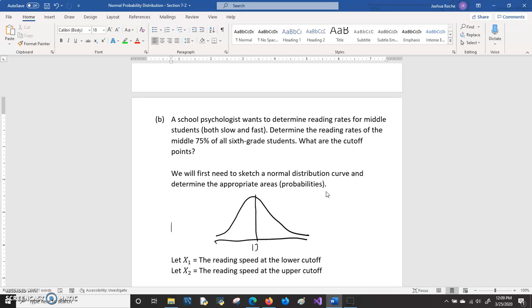The mean is 125 words per minute. They want to know what are the cutoffs for the middle 75%. And let's just call them x1 and x2. We don't know what those reading speeds are, but what we do know is that they make up the middle 75%. The area in between is 0.75.